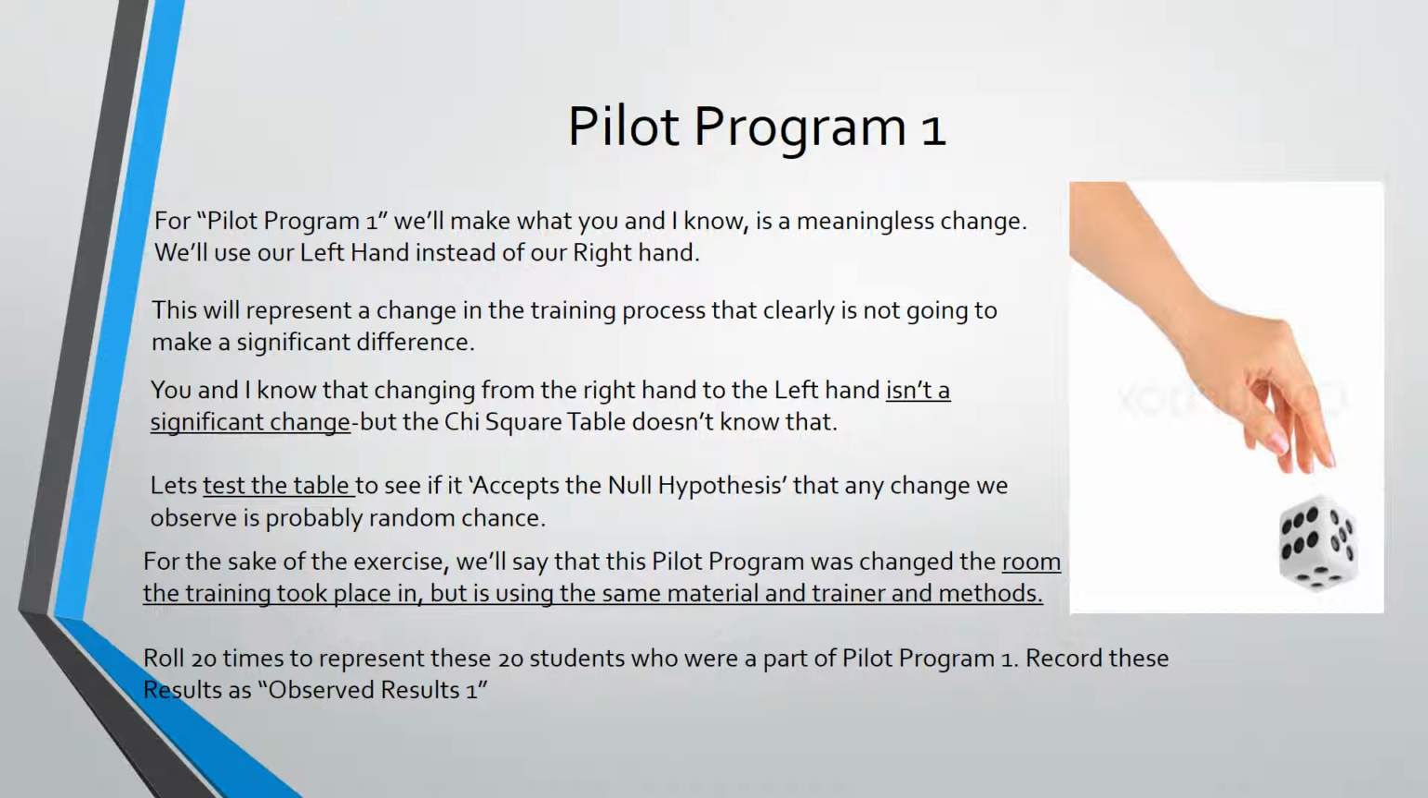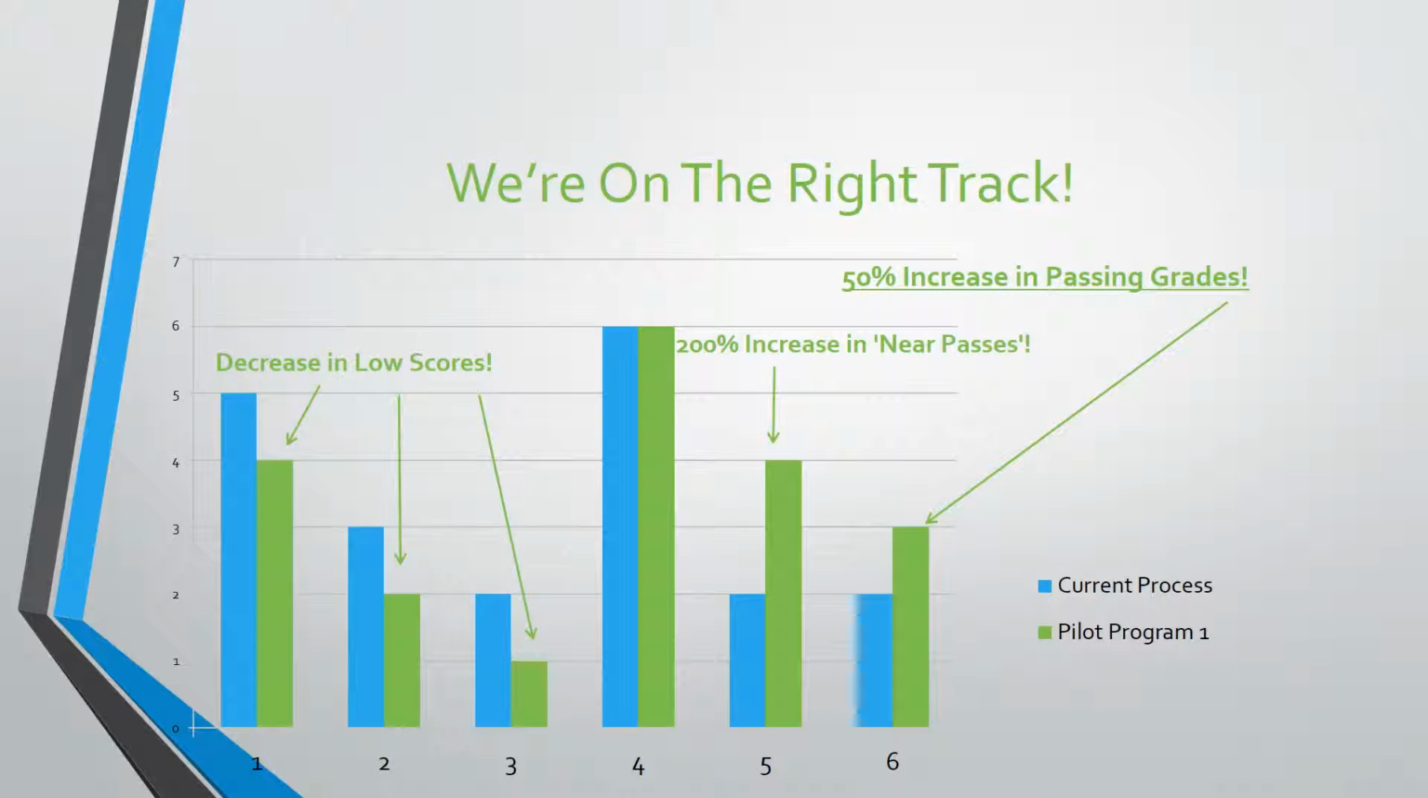So we're going to roll the dice 20 times, and that's going to represent the 20 students who were part of pilot program 1. We'll record these results as observed results 1. So I've taken those results from our pilot program of changing the room where the training is taking place. In real life, we just switched hands to a left hand when we rolled the dice. But look at this, we've got some improvement, it seems like.